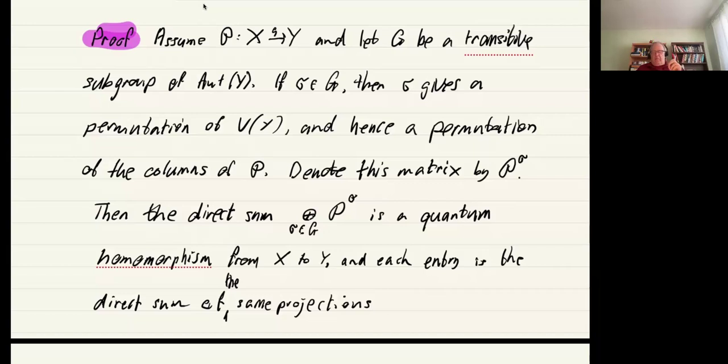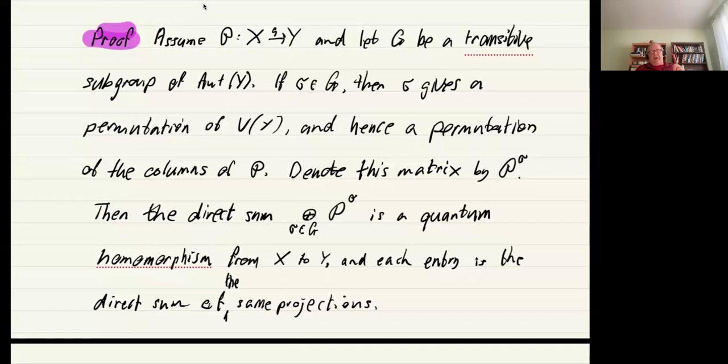But what I am saying is that you may have some repetitions involved, so each entry of this is block diagonal, and the blocks are just projections coming from P.